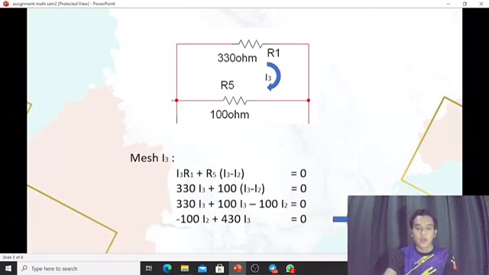Lastly, we have to finish mesh I3. Same as the other meshes, we have to know the direction of the electric current. So the problem will be solved. The answer for mesh I3 is negative 100 I2 plus 430 I3 equals 0.